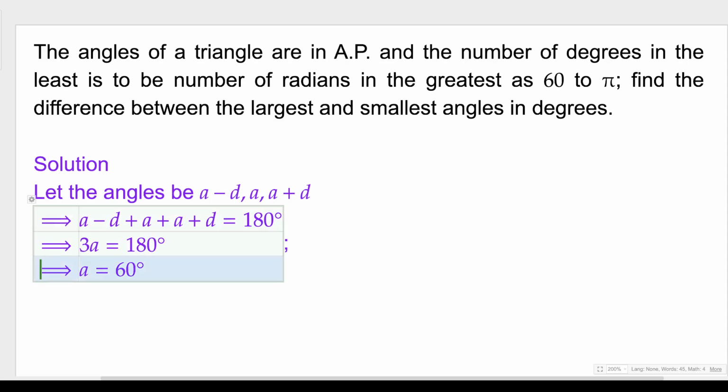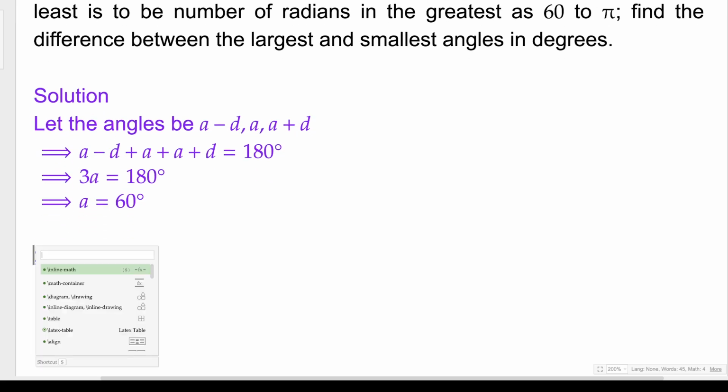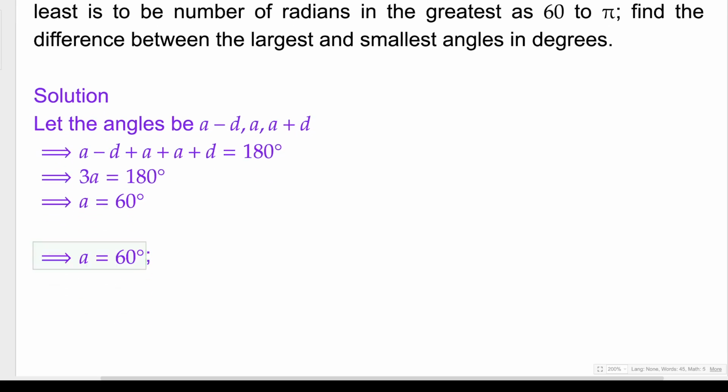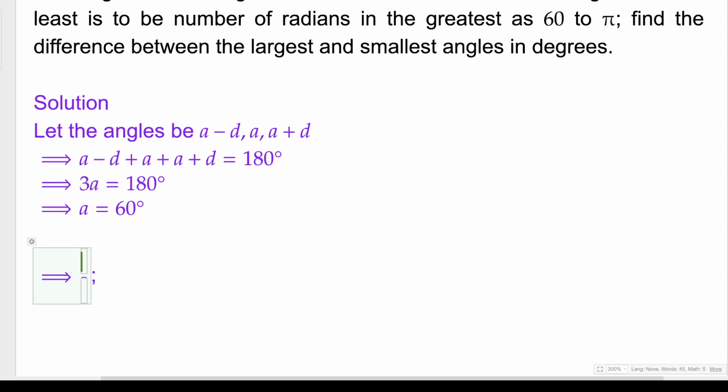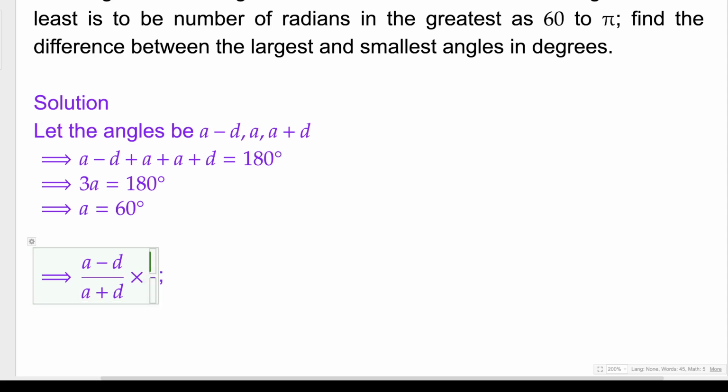So again, proceeding further, this can be written using the ratio, right? Here the smallest angle will be a minus d and the largest will be a plus d times, I have to convert this into degrees, so I'll multiply with the factor 180 over pi. Now this will be equal to 60 over pi radians.